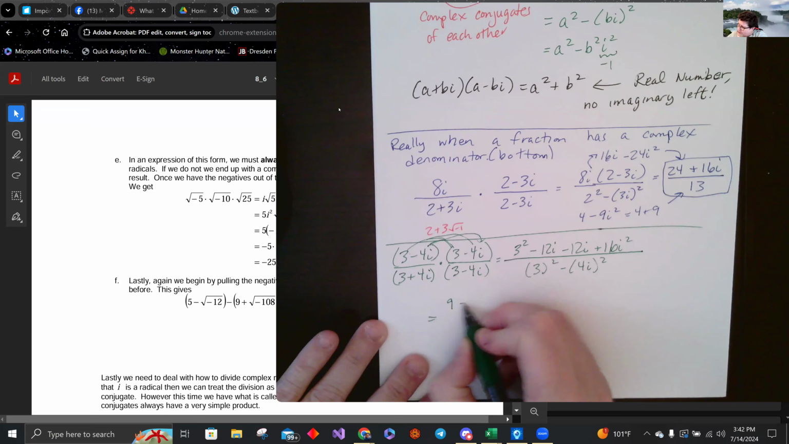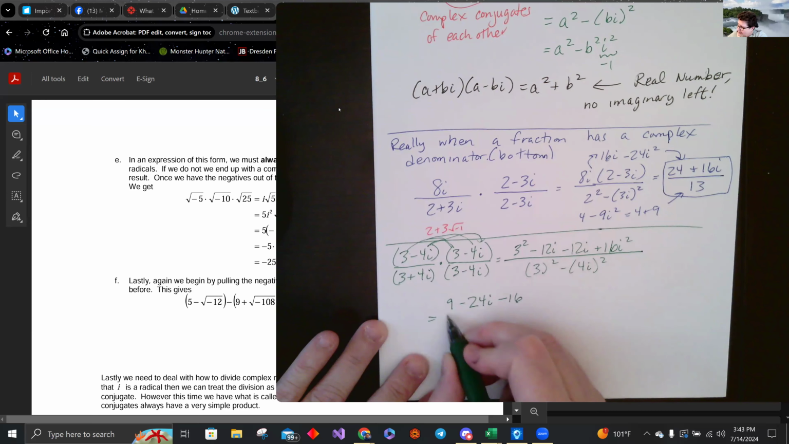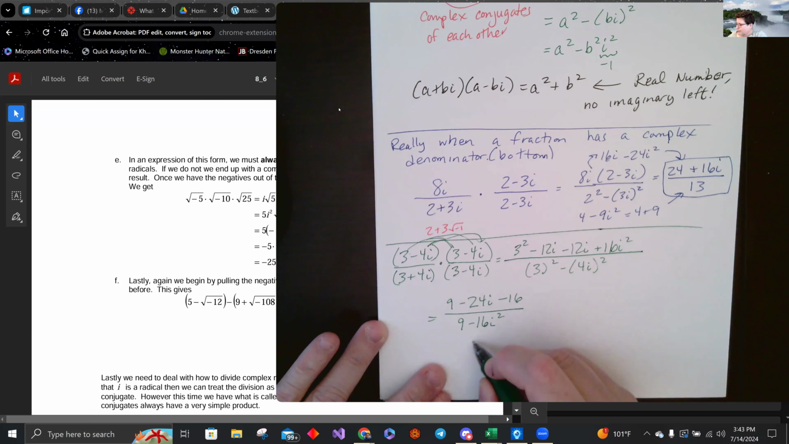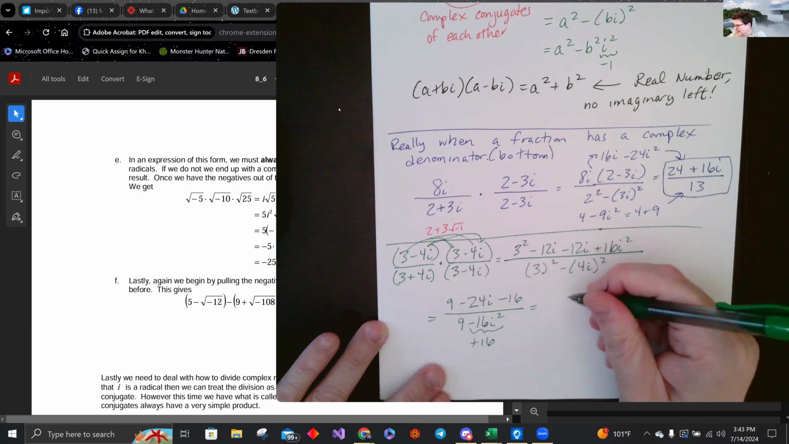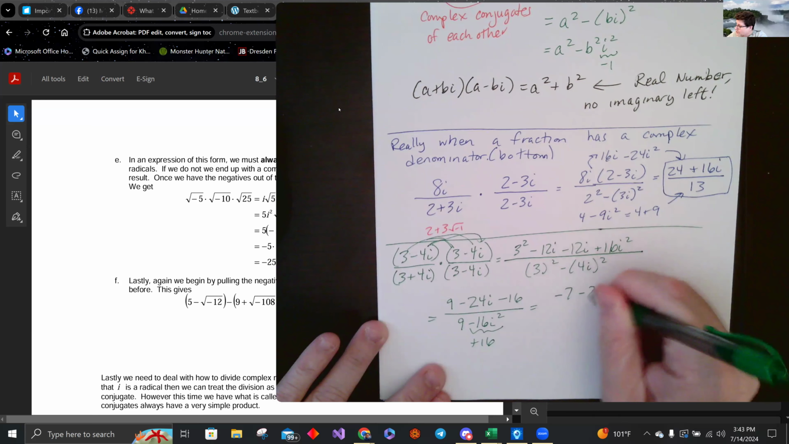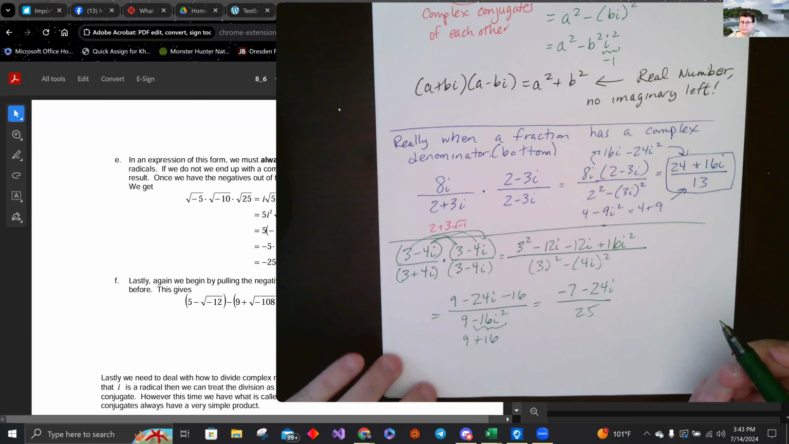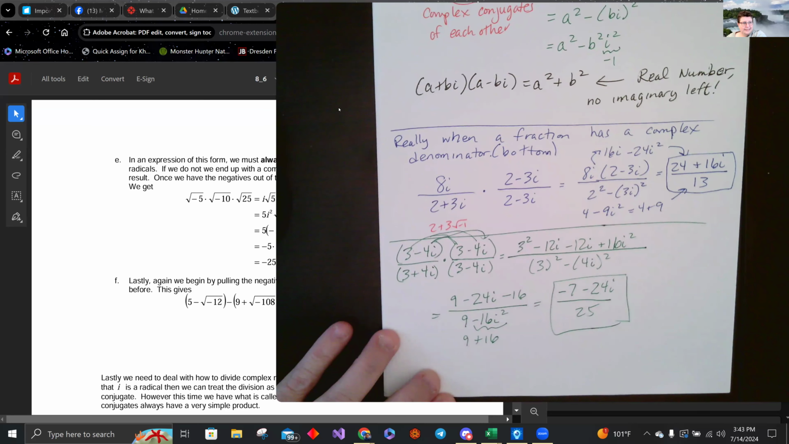This is 9 minus 24i. And then 16i squared turns into minus 16. On the bottom, I have 9 minus 16i squared, which turns into plus 16. So on top, 9 minus 16 is negative 7 minus 24i, all over 9 plus 16 is 25. That doesn't simplify, and that's the answer there.